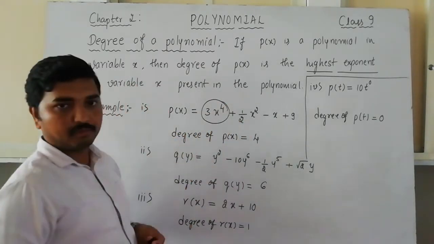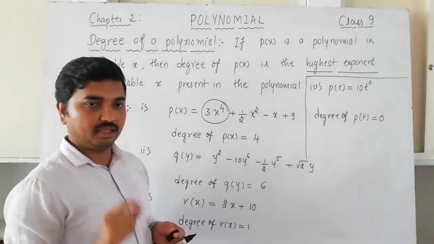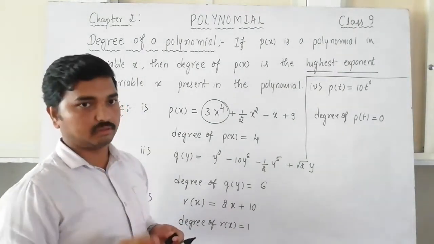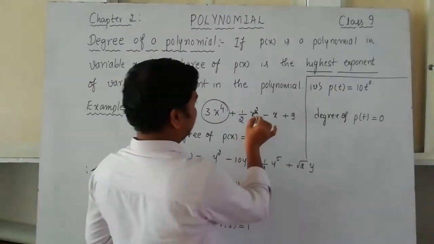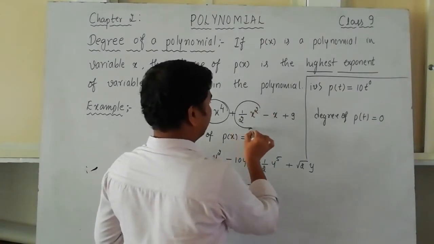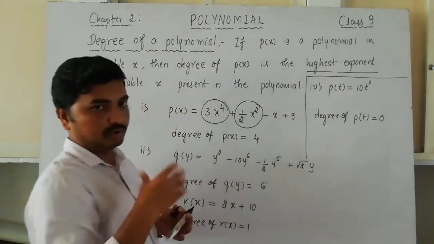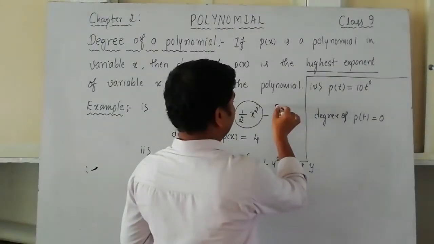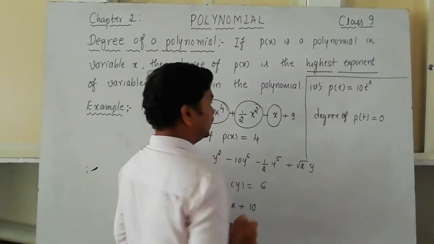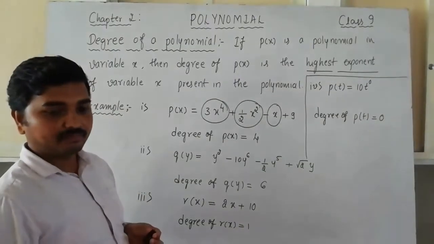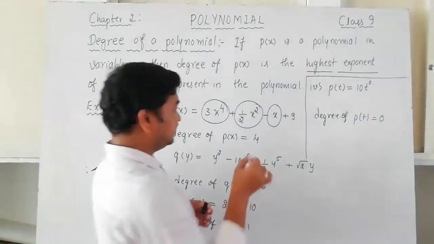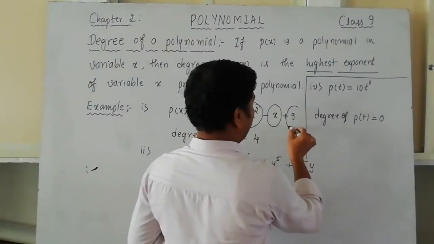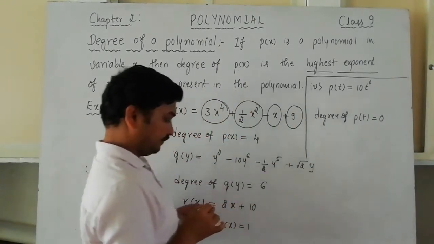In this polynomial, 3x power 4 is considered as a term. It is one term. If you come to the next one, 1 by 2x square, this is one more term, the second term of the polynomial. And this one is the third term of the polynomial. And this one, 9, is the last term of the polynomial.